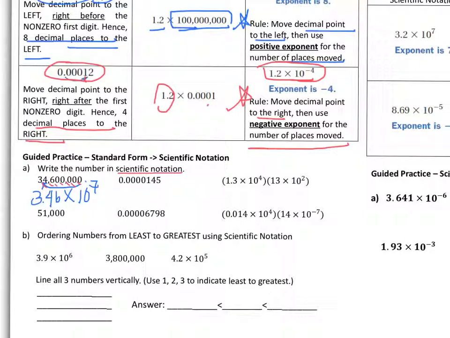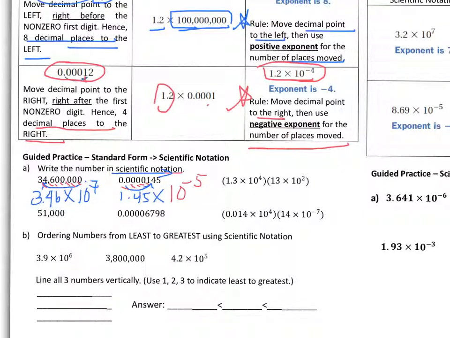Okay? And then now you're given a very small decimal number. So we need to move the decimal point towards the right, because that's our goal. We want to put the decimal right after the first non-zero digit. 1.45, and how many places did we shift? 1, 2, 3, 4, 5. Okay, that's 10 to the negative 5th power, and the 5 here represents the number of places shifted.